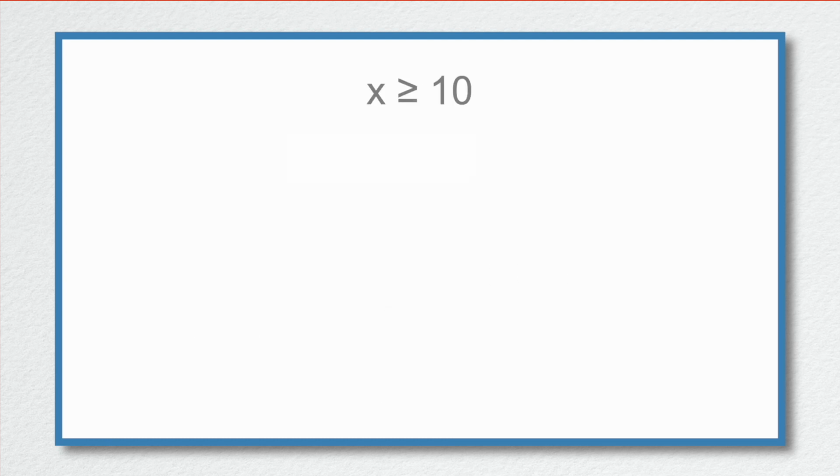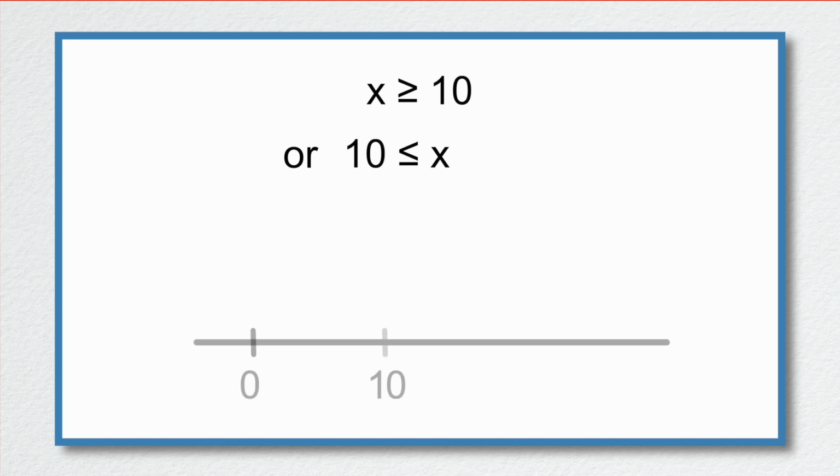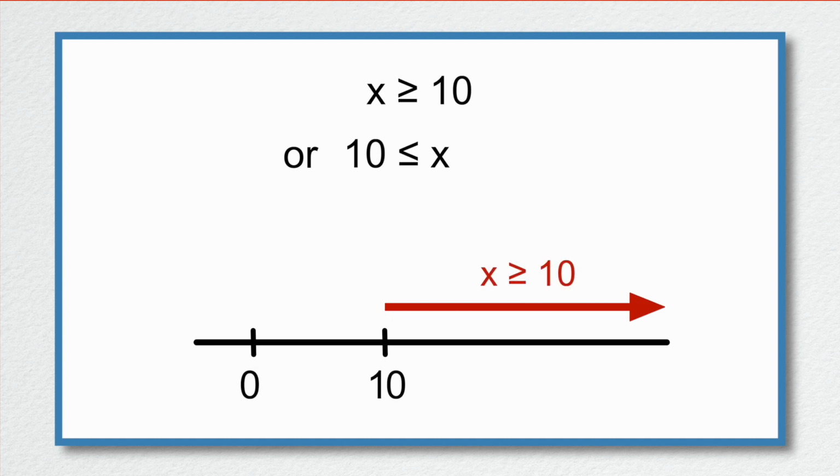Let's say we had x is greater than or equal to 10. Or we could say that 10 is less than or equal to x. So here's 10 on a number line. And here's the infinite range of possible values for x here. This time, 10 is included in this range because it says x is greater than or equal to 10.